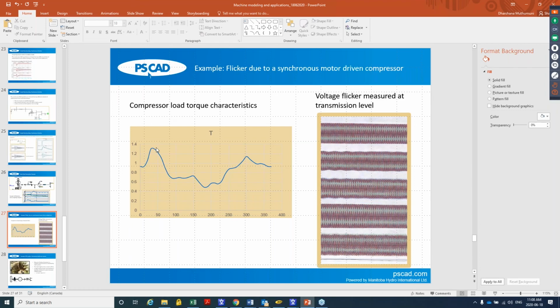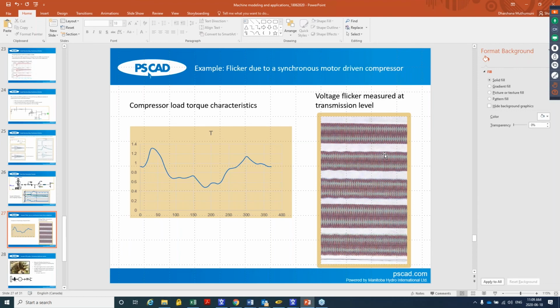So when the current requirement of the load changes like this over a rotation cycle of the machine, that can impact your voltage drops and your voltages. And the compressor RPM is low, so the corresponding voltage variation can be in the range of 8 to 10 hertz. 8 to 10 hertz is the worst for visible flicker. And in this particular case, customers near this site experienced voltage flicker.